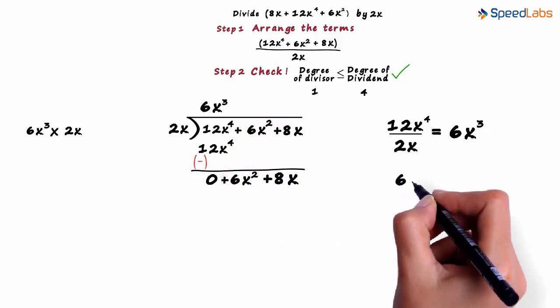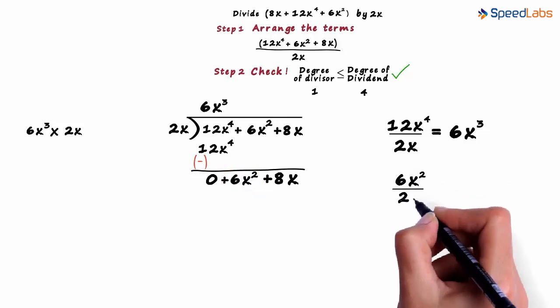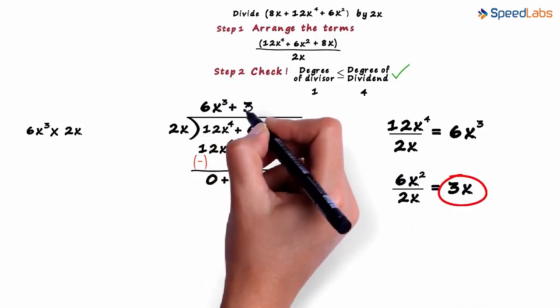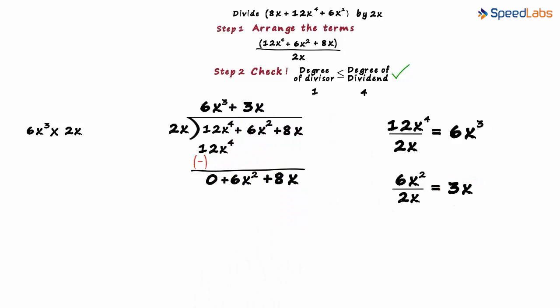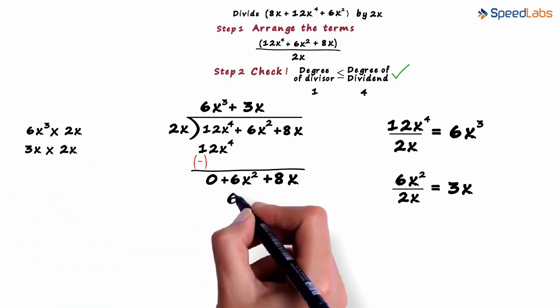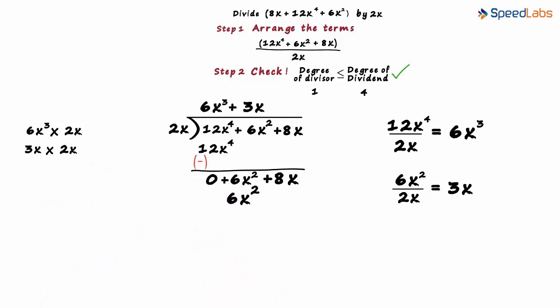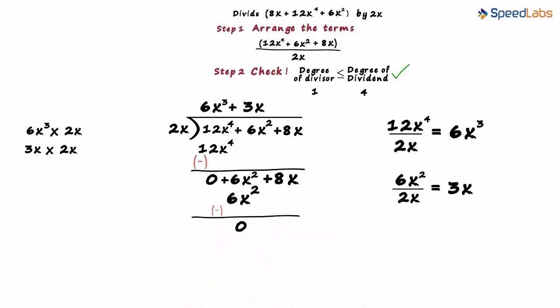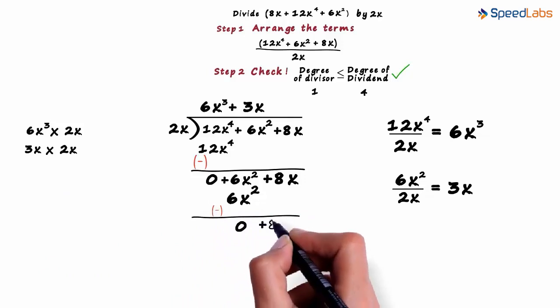We divide 6x squared by 2x, which gives us 3x. 3x becomes the second term of the quotient. Remember, since we are dividing a polynomial by a monomial, we will have more than one term in the quotient. Next, we write the product of 3x and 2x here. 6x squared. Subtracting 6x squared from 6x squared, we get a 0. Then we get 8x down.